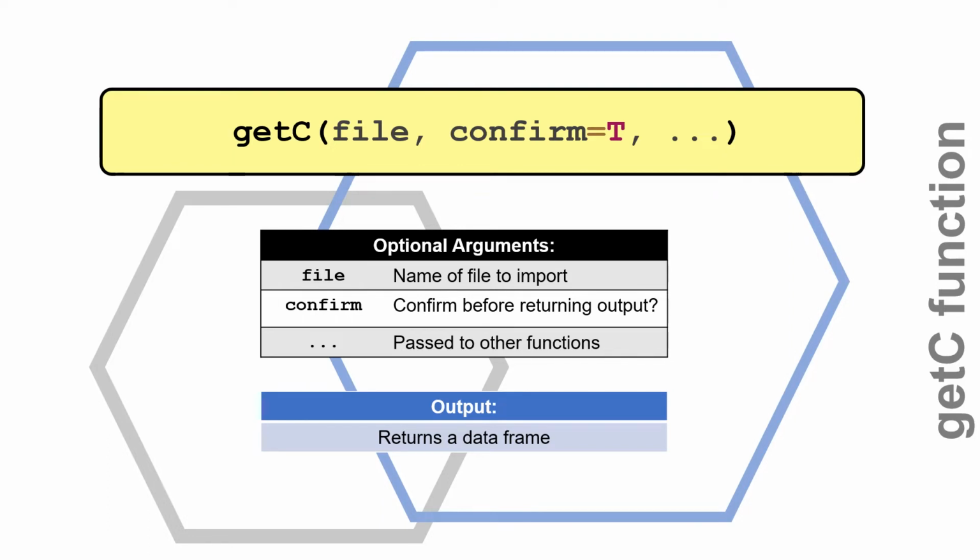If you're doing ongoing work with a dataset, you can use getC's file argument to specify the name of the file and set its confirm argument to false. To learn how to use the getC function, let's work through some examples.